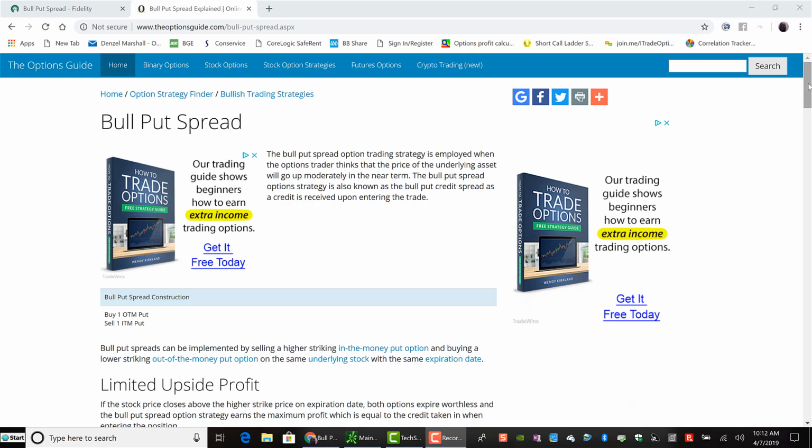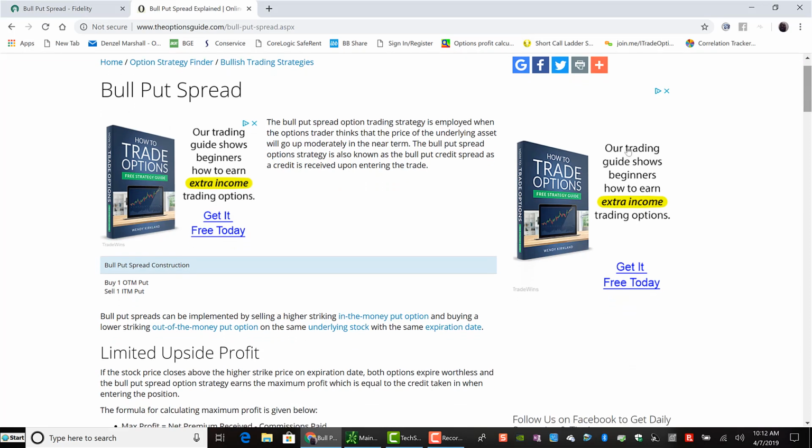Alright, so the bull put spread. The bull put spread option trading strategy is employed when the options trader thinks that the price of the underlying asset will go up moderately in the near term. The bull put spread option strategy is also known as the bull credit spread, as a credit is received upon entering the trade. And the way it's normally constructed is by buying one out of the money put and selling one in the money put at a higher strike price.